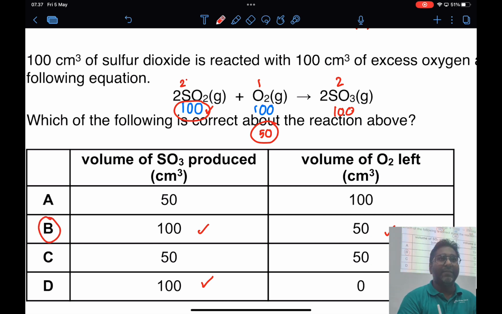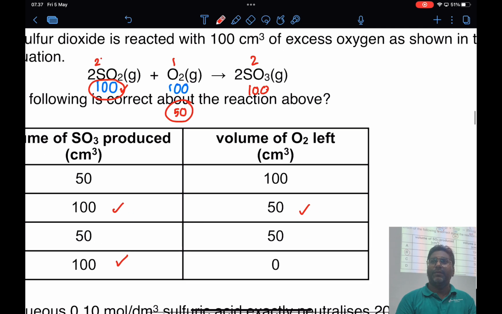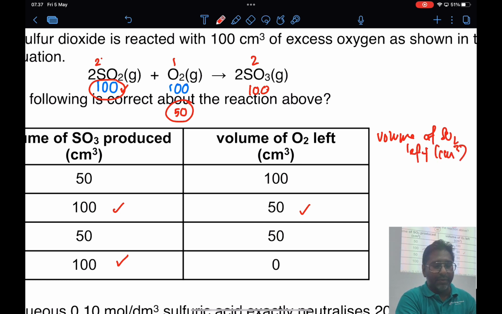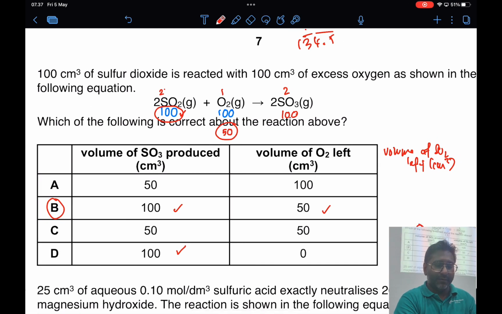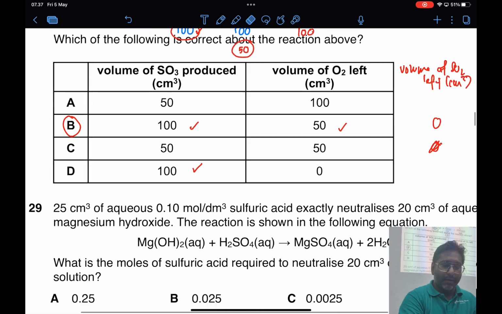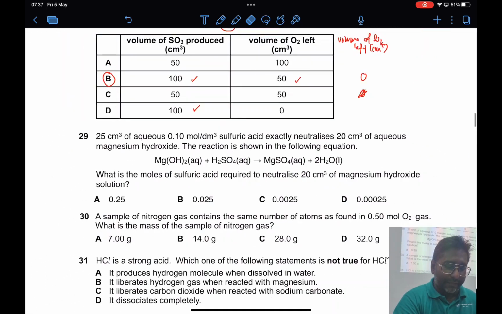If they ask you, what is the volume of SO2 left, in cm cube? What will be the answer? 0. Yeah, it should be 0, because all used up. They can also play around with that. Maybe they give you 3 rows and ask you to fill up. Anyways, I will move on to the next question.